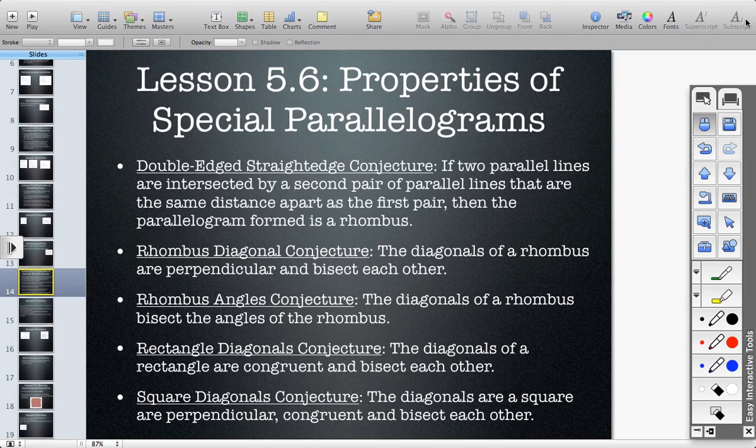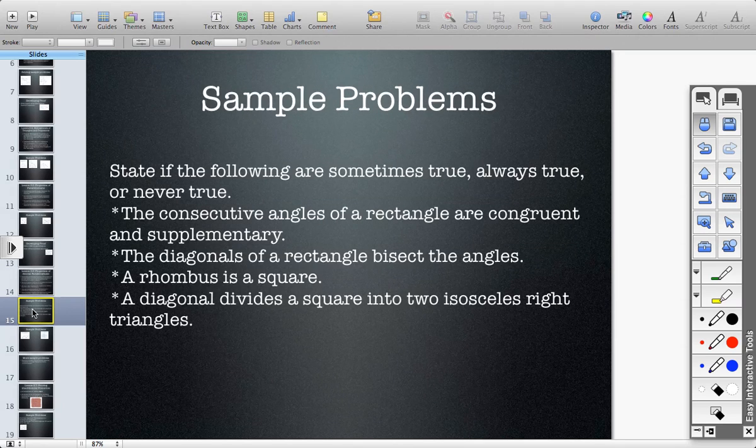Of course, because a square is both a rhombus for congruent sides and a rectangle for congruent angles, it's going to have the properties of both a rhombus and a rectangle. So pause there if you need to copy any of that information. If not, continue on. Let's take a look at some of the questions asked from us.